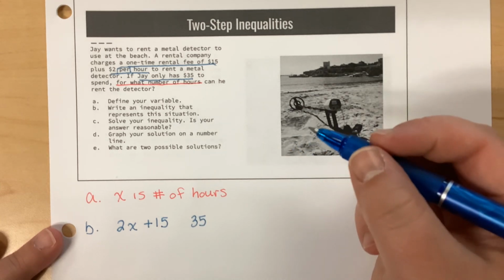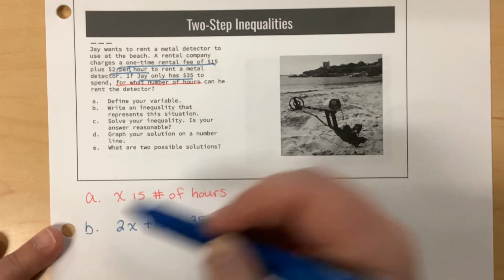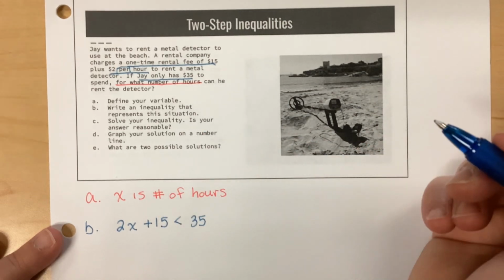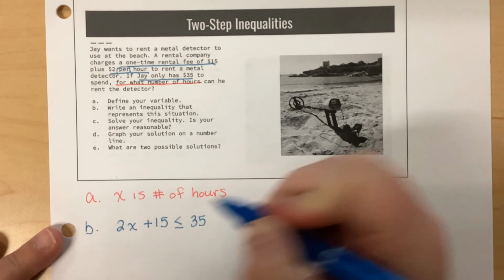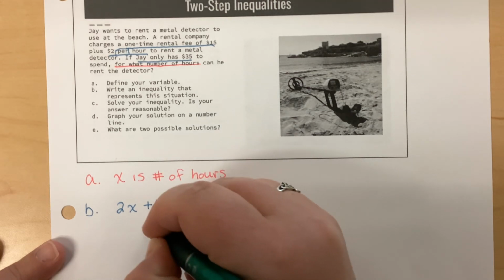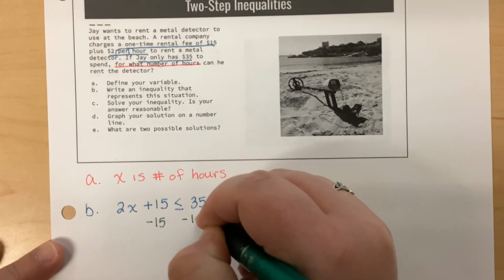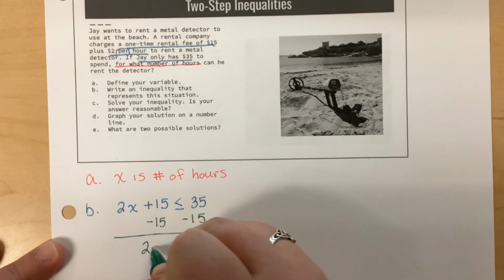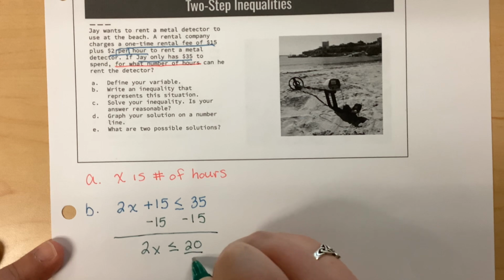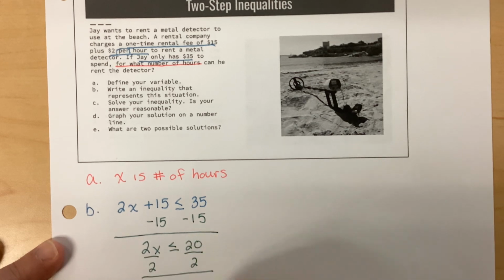So now we need to decide on the sign. This left side here represents what Jay pays, and he only has 35, so it cannot exceed $35. So it's got to be less than, but it could be equal to. So that is the inequality that represents the situation. So let's solve. Start by subtracting 15. That's going to give me 2X is less than or equal to 20. Divide by 2. Once again, I'm dividing by a positive, so I'm going to keep it. X is less than or equal to, and 20 divided by 2 is 10 hours.